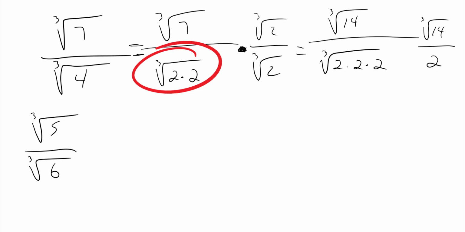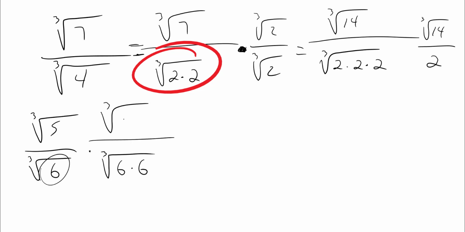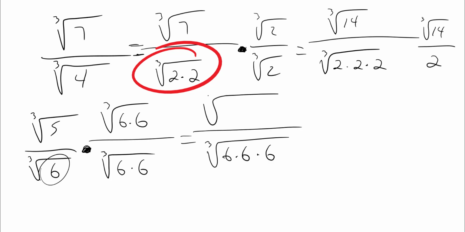So here's the deal. In order to simplify this, I need to multiply it by the cube root. Do you guys agree I need 3 of these? So how about 2 more? That gives me 3. And so I'm going to multiply it by 2 more. Okay? So on the bottom, again, this is multiplication here. On the bottom, it gives me the cube root of 6 times 6 times 6. And on the top, it gives me the cube root of 5 times 6 times 6.